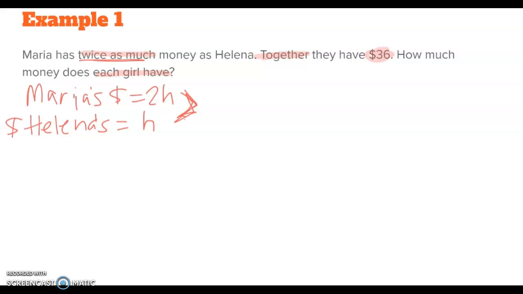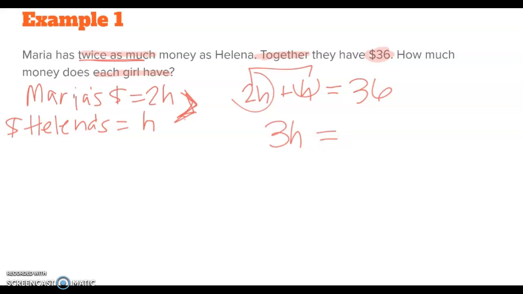Together, they have $36. So that means if I take Maria's money, which was 2H, and Helena's money, which was H, it should add up to be $36. That is my equation. And now I just have to solve. I always am going to start by combining like terms. Each of these two terms has an H with it. So I'm going to say 2H plus another H gives me a total of 3H equals 36.